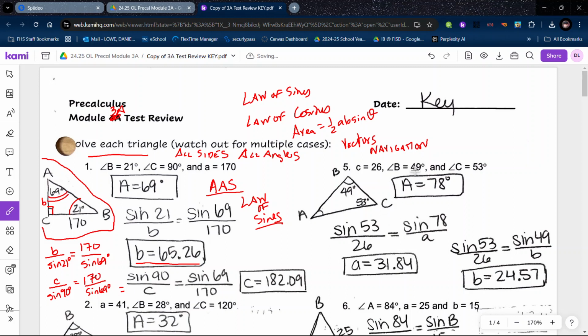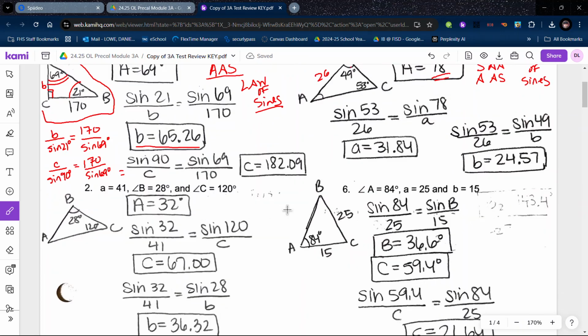For our next one, we look at what our setup is. We have side length C is 26. We have angle B and we have angle C. Once again, whether you want to call that side-angle or angle-side doesn't matter. We know our setup is going to use the law of sines. So we can set up and solve for our unknowns, using the fact that the sum of the three angles has to be 180 degrees, so A plus B plus C is 180.